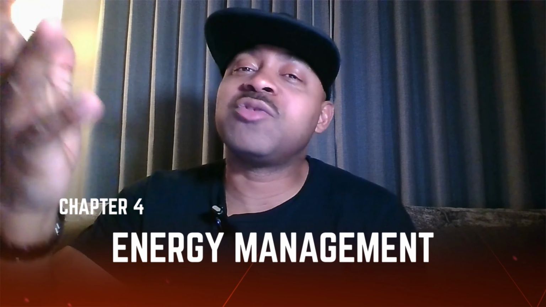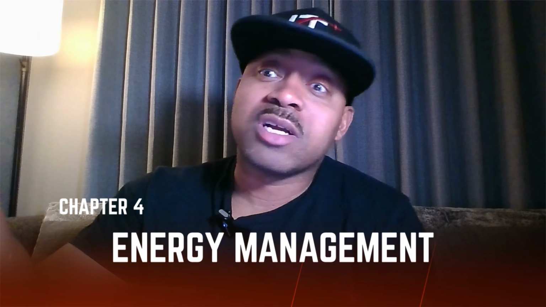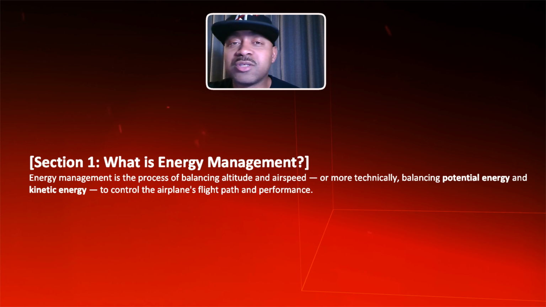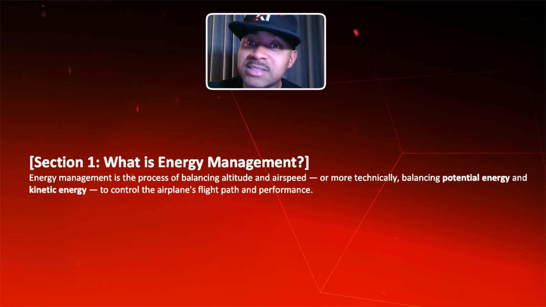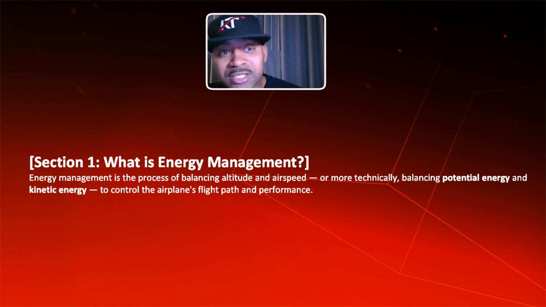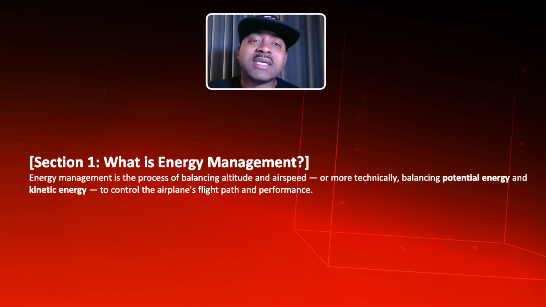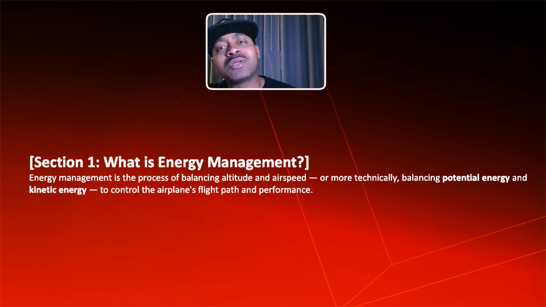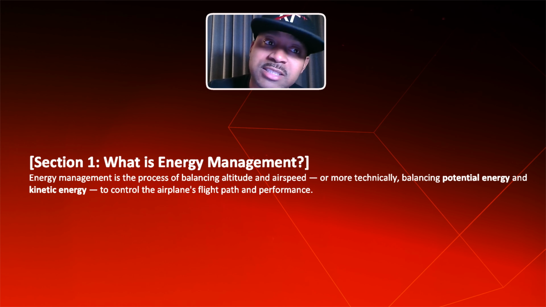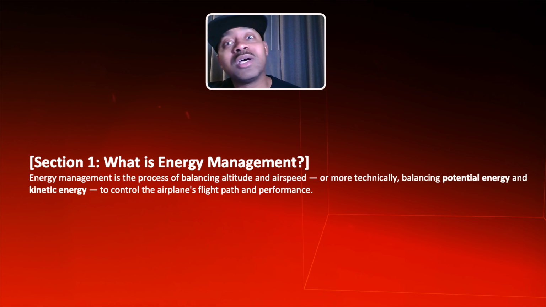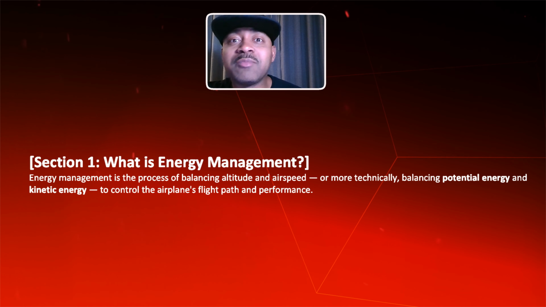In this section, we're going over the Airplane Flying Handbook section on what is known as energy management. If you know anything about Bob Hoover, then you've seen energy management at its best. Or if you try to do a power off 180, you know that that's energy management. Or really any maneuver where you're looking at airspeed and altitude and trying to balance them to make it work. That's called energy management. So energy management is the process of balancing altitude and airspeed, or more technically, balancing potential energy and kinetic energy, to control the airplane's flight path and performance.